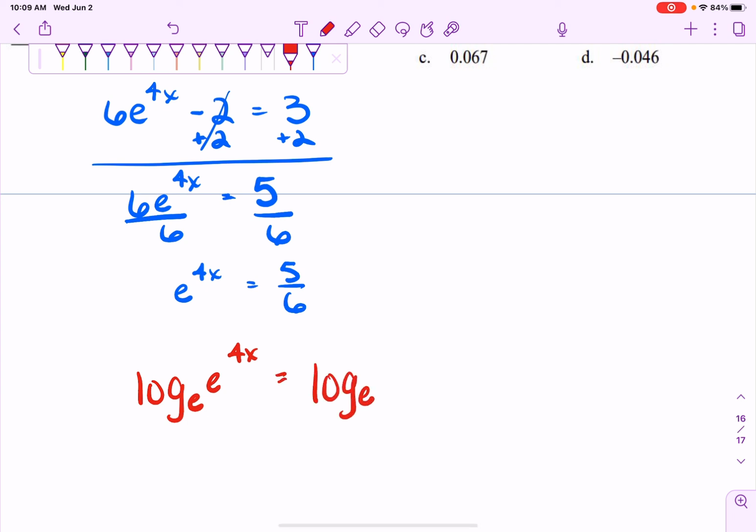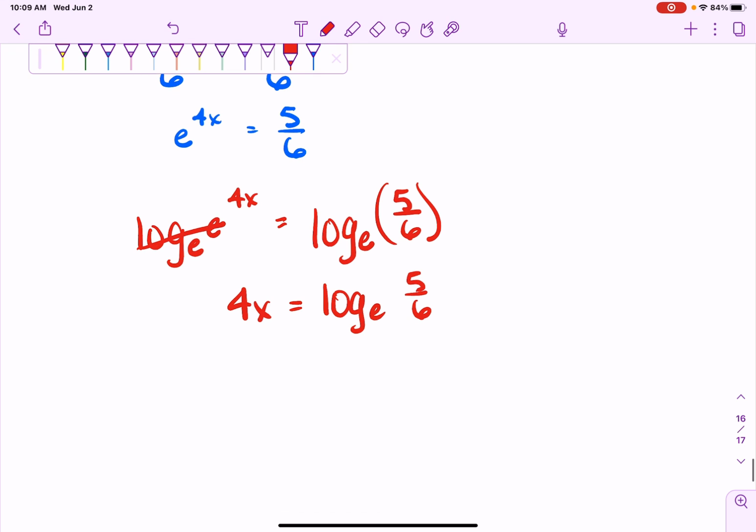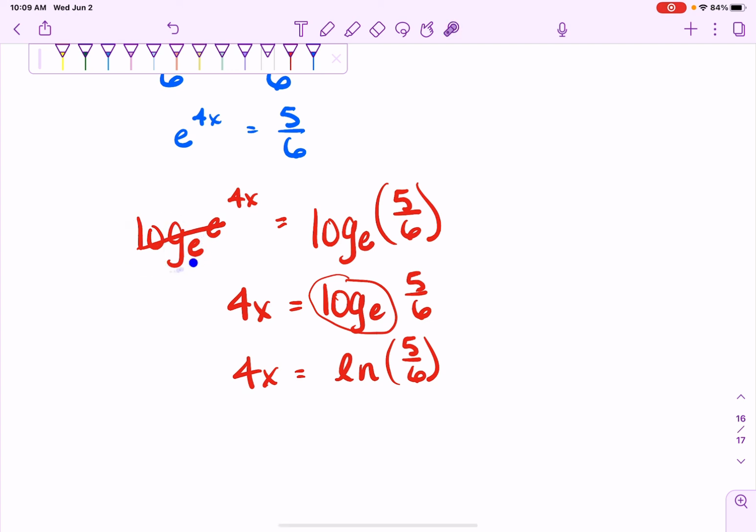And I'm going to do log base e of 5/6. Now the reason I'm doing that is because this will all cancel, and I have 4x equals log base e of 5/6 here. Now remember, this is the same thing as the natural log. So at this point, if you want to change it, you can. I kind of needed to have the log base e here just to get this part to cancel.